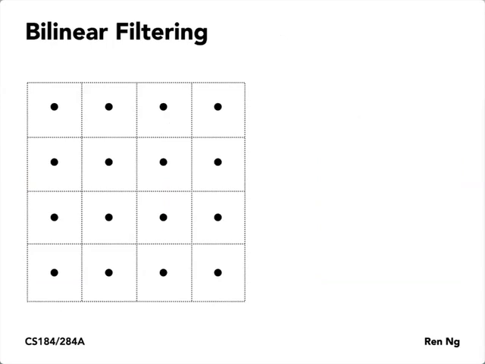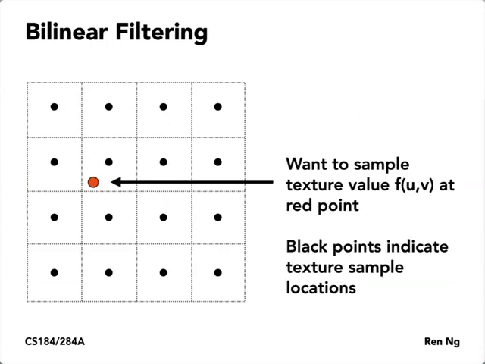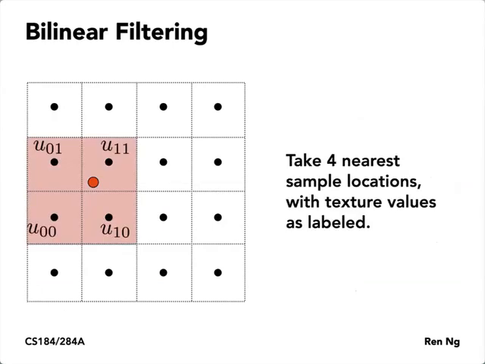Okay, how does bilinear filtering work? It's really common, really useful. If you want to sample a texture value at a continuous UV position here, the black points represent the texture sample locations. Those are the image pixels in the texture, right? How do you do it? Well, you go to the nearest 4 pixels here, and then we want to linearly interpolate between them.